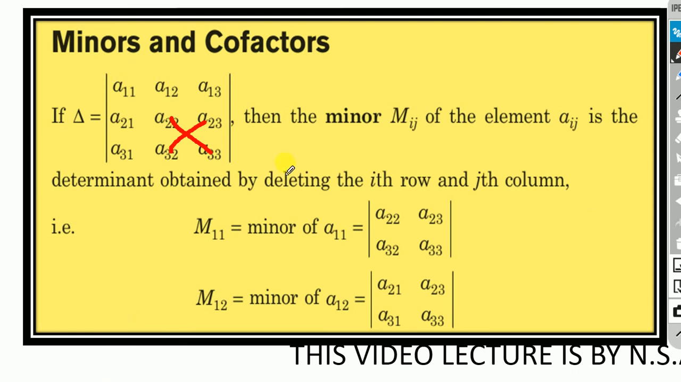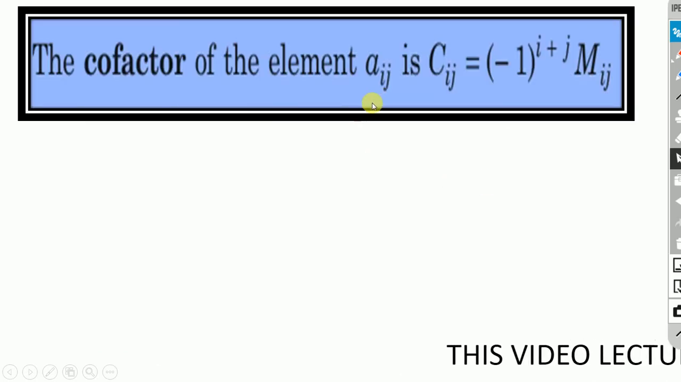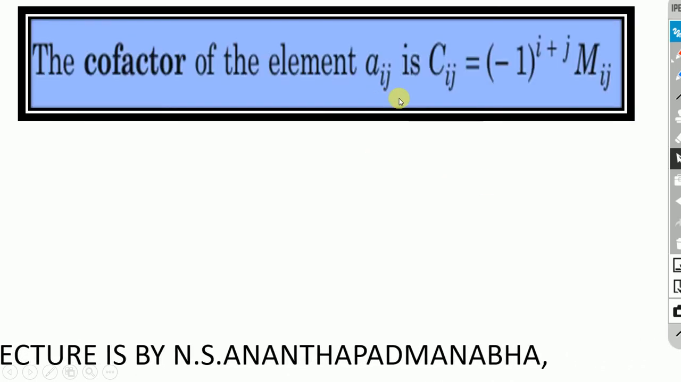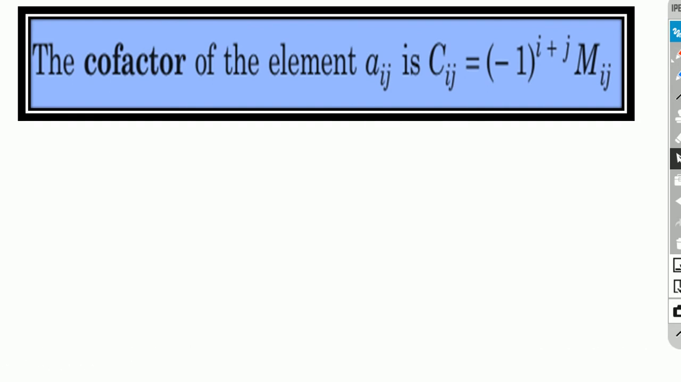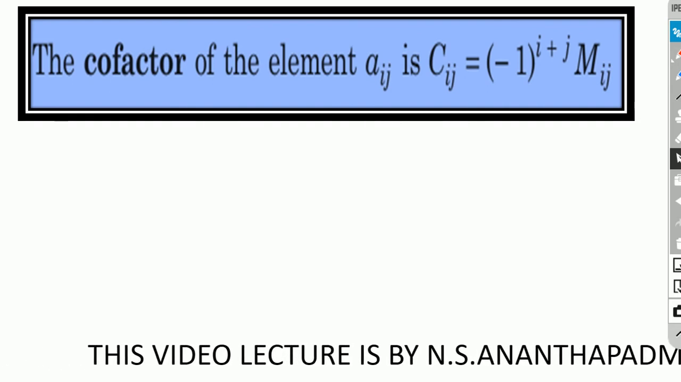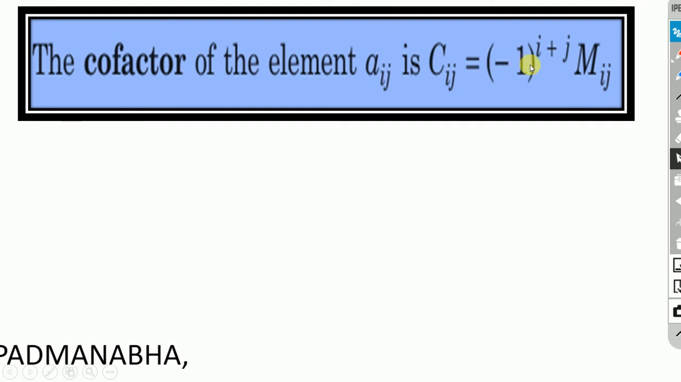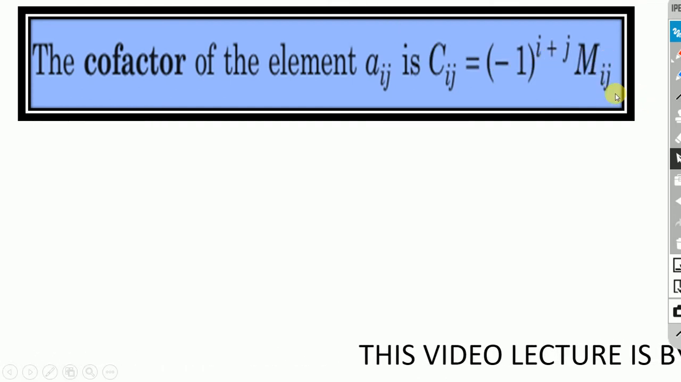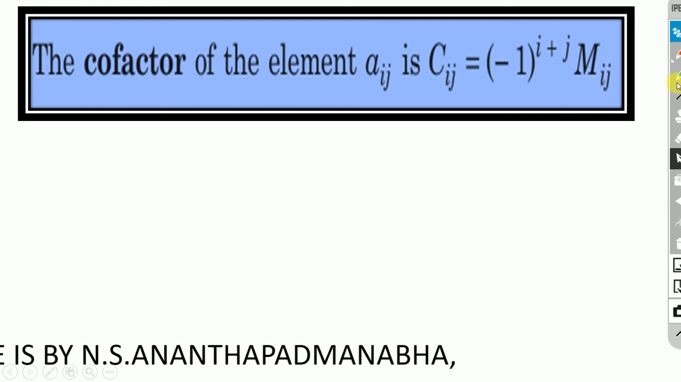So if you consider the signs as plus, minus, plus, minus, plus, minus, plus, minus, plus, then with these signs, these minors become the cofactor of each element. The cofactor of the element Aij is denoted by Cij, which is equal to minus 1 to the power of i plus j times the minor of that particular element.